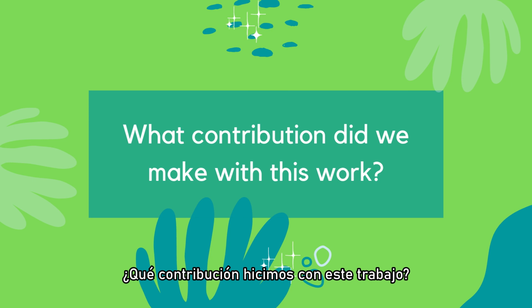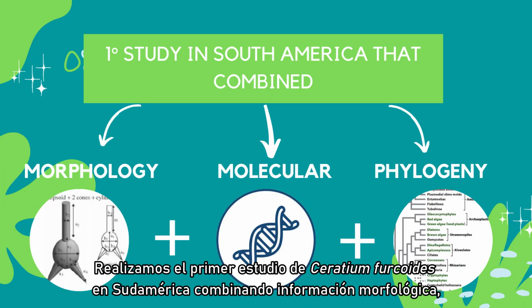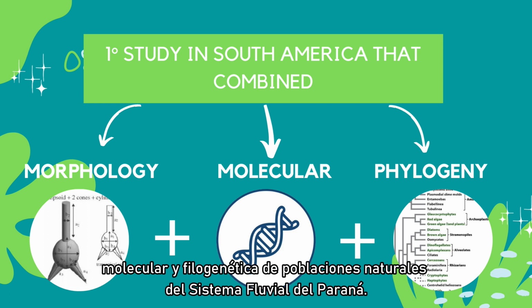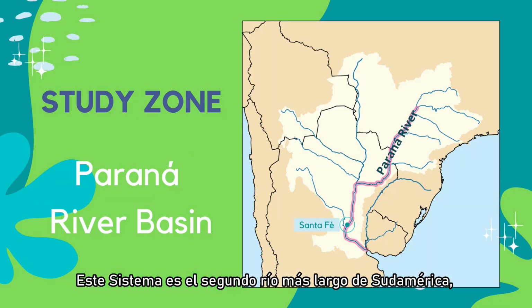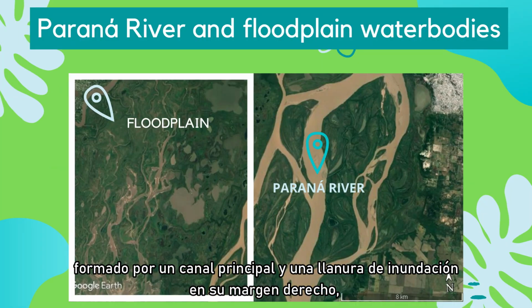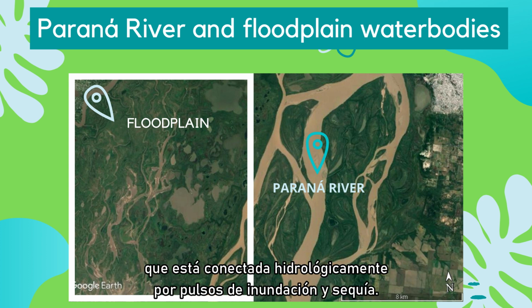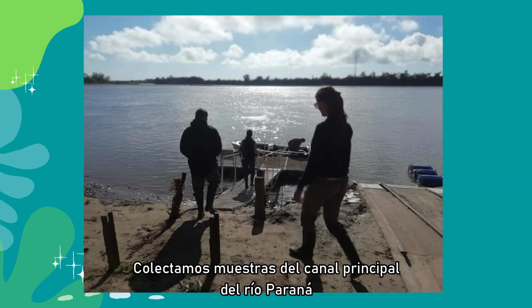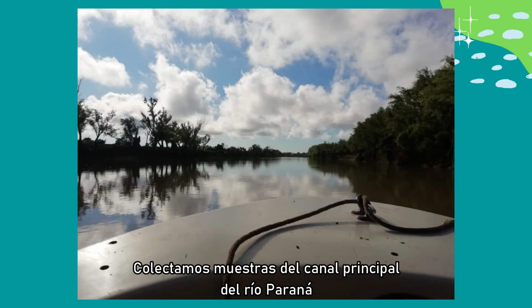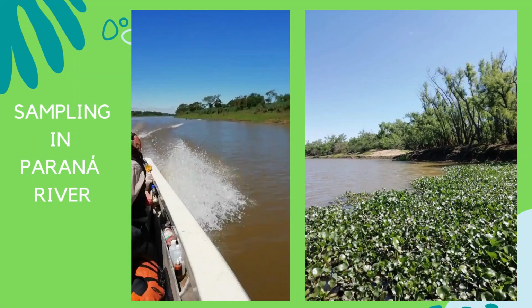What contribution did we make with this work? We performed the first study of Ceratium furcoides in South America, combining morphological, molecular and phylogenetic information of natural populations from the Paraná fluvial system. This system is the second largest river in South America, formed by a main channel and a flat plain fringing its right bank, which is hydrologically connected by pulses of flood and drought. We collected samples at the main channel of Paraná River and floodplain water bodies.